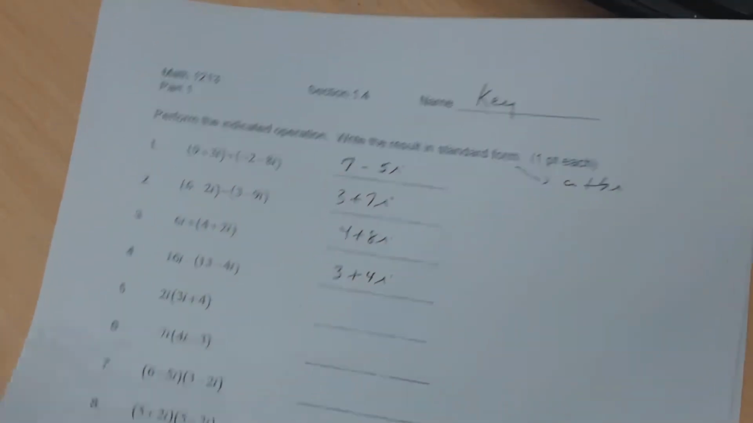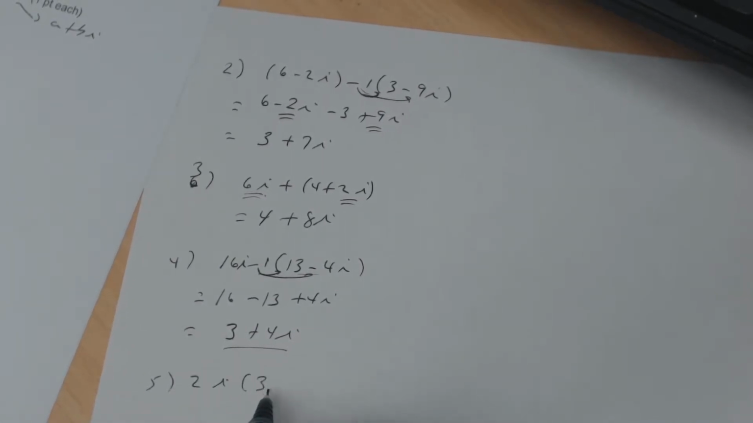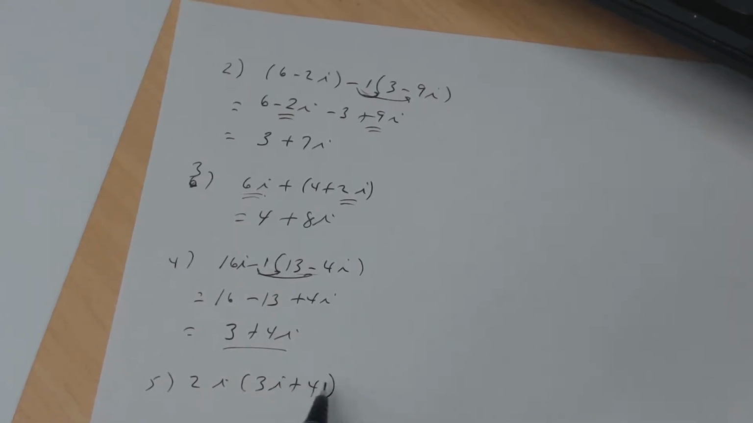Okay, number 5, you have 2i times 3i plus 4. Okay, so now you're multiplying a complex number by another complex number, but this is just an imaginary part here. So you're going to distribute. So distribute the positive 2i. So basically you have 2i times 3i. So if you need to write this out, you write this out.